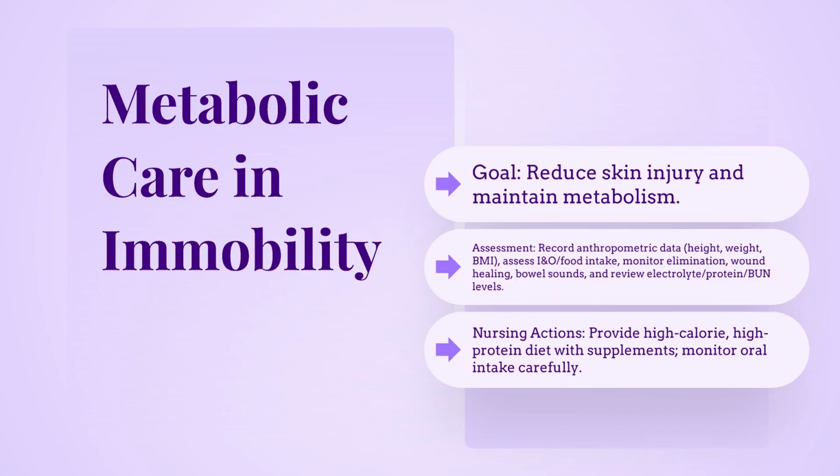Metabolic care, we're going to reduce skin injury and maintain their metabolism. We're going to record the anthropometric data. That's just a fancy way of saying their height, weight, and BMI. We're going to assess what they're eating. We're going to monitor what they're eating, monitor that they're urinating, that they're having bowel movements, monitor for wound healing if they already have a wound. And we're going to review their electrolytes, protein, and BUN levels in their labs.